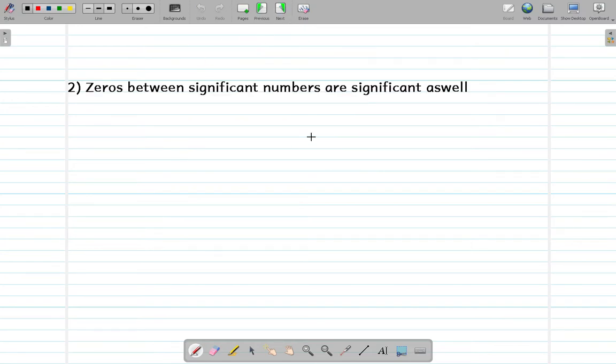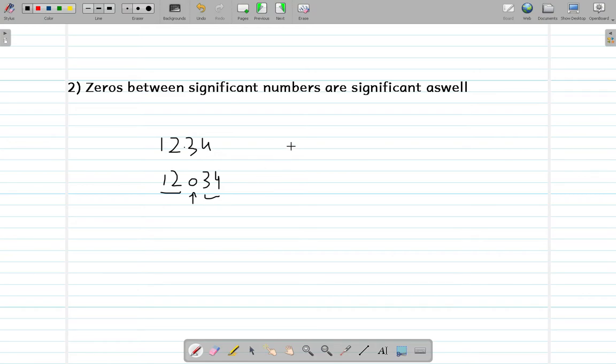Now moving on to our next rule, which is zeros between significant numbers are significant as well. For example, just as we reviewed before, 1234 has four significant figures. If a zero comes right here, let me write it now, it becomes 12,034. Now here there are five significant figures, as the zero here is in between these significant numbers, or you can say these four significant numbers.